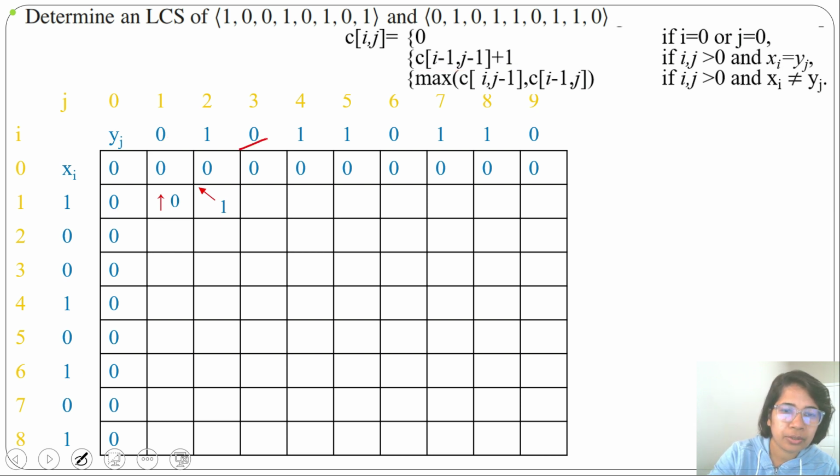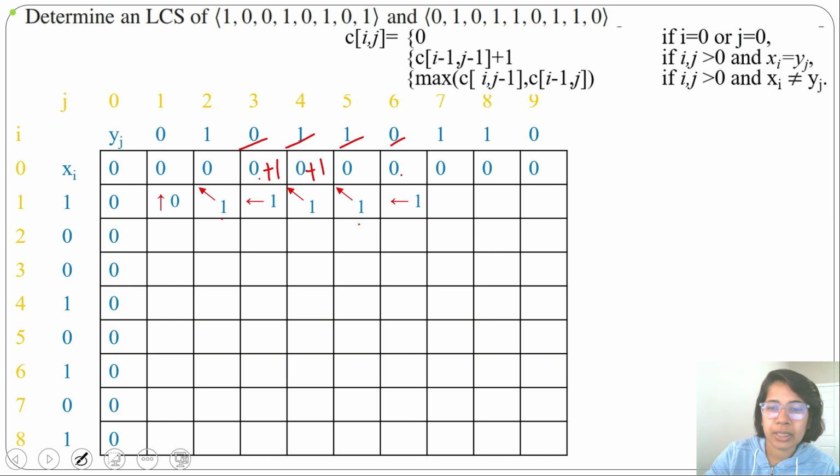Next, 1 not equals to 0. From these two, maximum is 1. Write 1, arrow will be toward left. Next, 1 equals to 1, so this 0 plus 1 is 1, arrow will be toward left corner. Next, 1 equals to 1, so 0 plus 1, we'll write 1, arrow toward left corner. Next, 1 not equals to 0, from these two maximum is 1, so arrow will be toward left. Next, 1 equals to 1, so 0 plus 1, write 1, arrow toward left corner. Next, 1 equals to 1, write 0 plus 1, 1, arrow toward left. Next, 1 not equals to 0, this 1 is maximum, so write 1, arrow toward left.